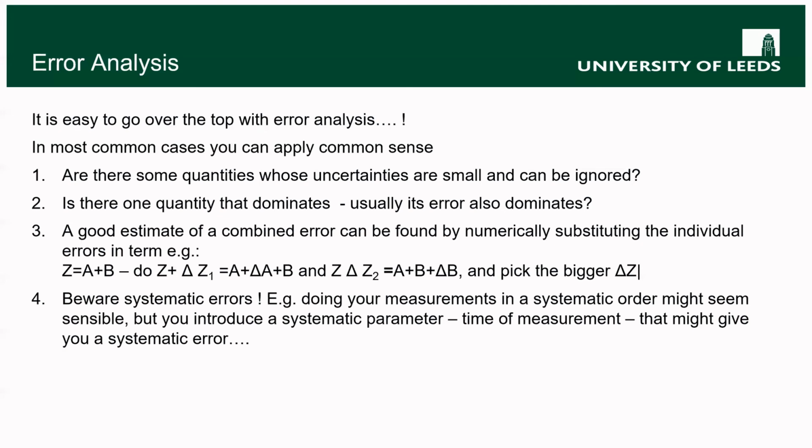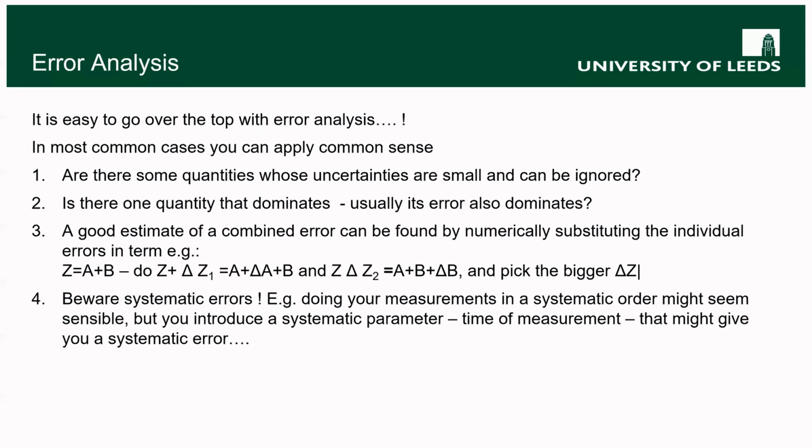The other thing you want to be really careful about is systematic errors. So when you're doing your measurement, it might seem an obvious way to go and do things in a systematic order. So say you had to go and measure a sample at a range of different temperatures. It might seem like the really obvious thing to do is start at the lowest temperature and work your way up, going to bigger and bigger temperatures.